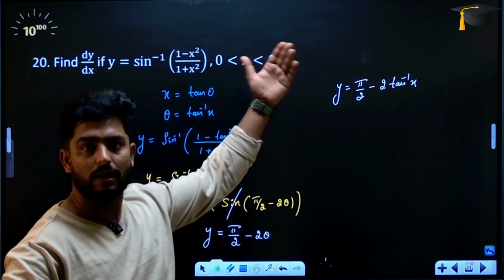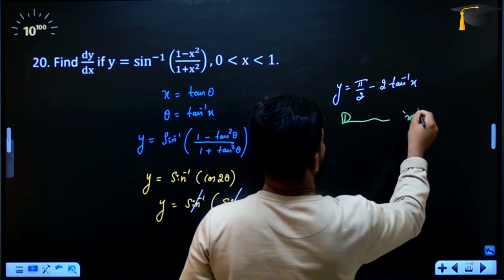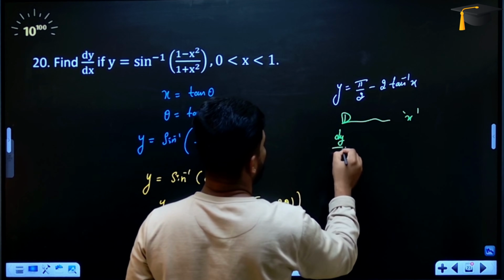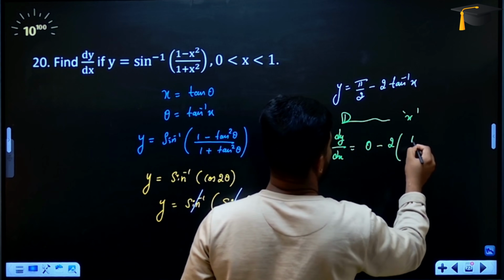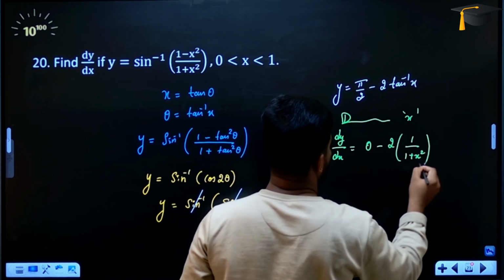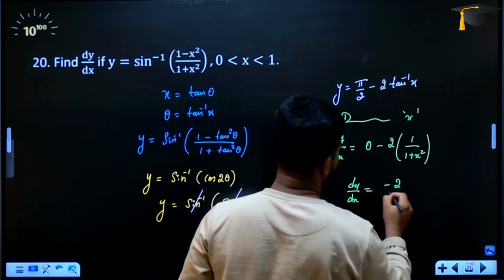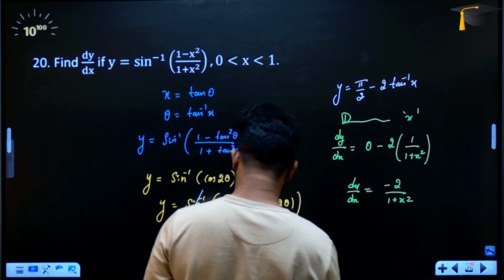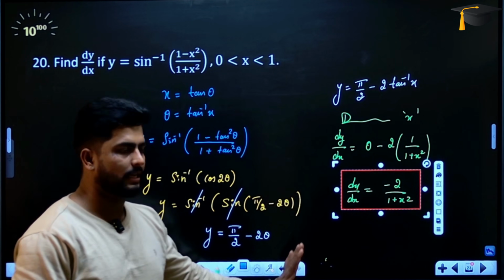So go for differentiation now, with respect to x. So dy by dx is equal to pi by 2 differentiation is 0, minus 2 times the derivative of tan inverse x, which is 1 by 1 plus x square. So the final answer is dy by dx is equal to minus 2 divided by 1 plus x square. This much you have to do.